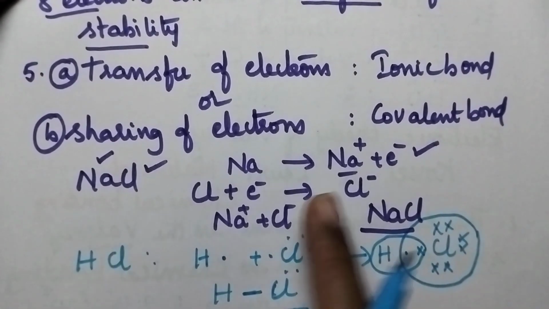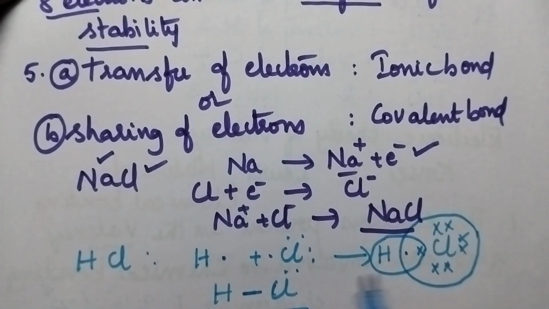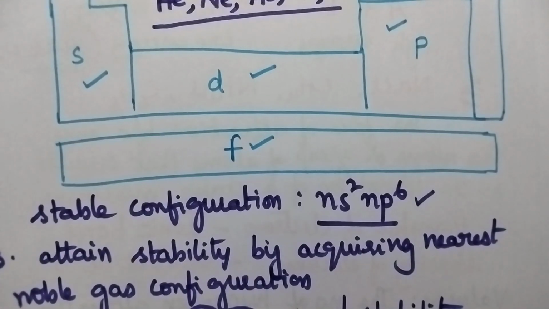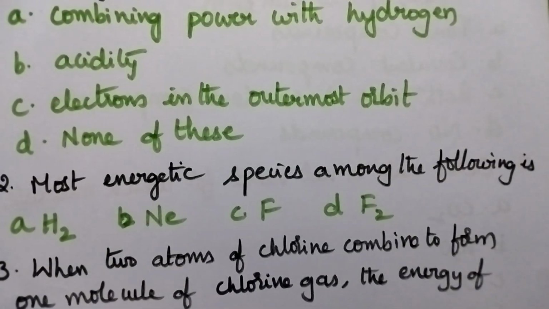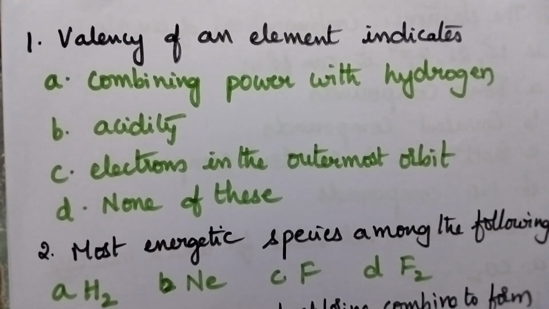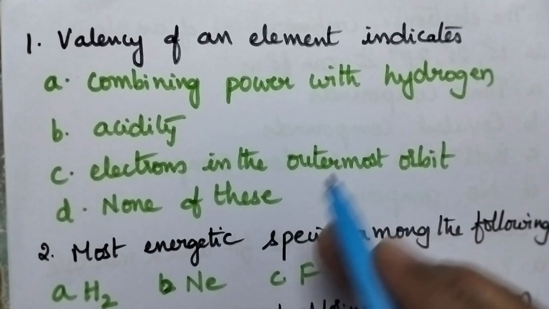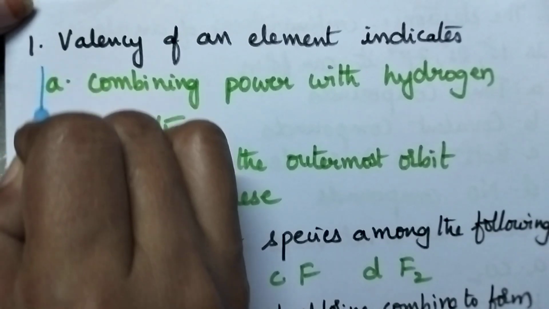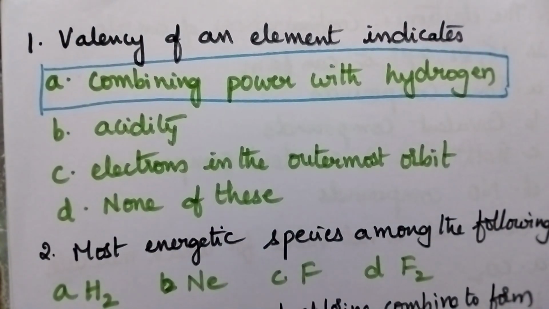That's why by the transfer of electrons it always results in the formation of an ionic bond, whereas by the sharing of electrons it always results in the formation of a covalent bond. Let me discuss a few multiple choice questions based upon the electrochemical theory of valency. So, the valency of an atom or an element always indicates the combining power with hydrogen atoms or chlorine atoms or with the oxygen atom. So, option A is the right answer.